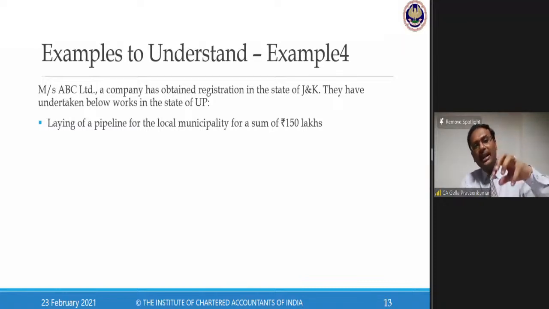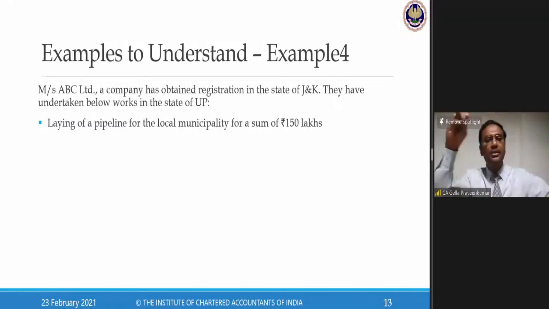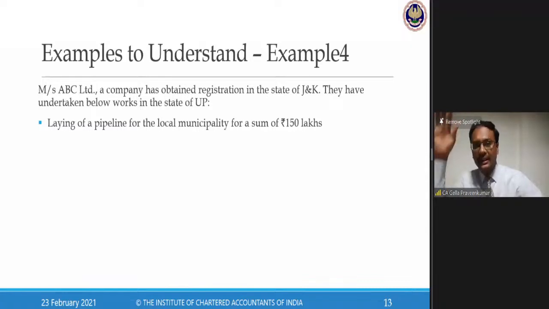This company, ABC Limited, already registered in Jammu and Kashmir, has now come for a work to be done in the state of Uttar Pradesh. So they did a pipeline work, with a value of 150 lakhs. Can I call this fellow a CTP?